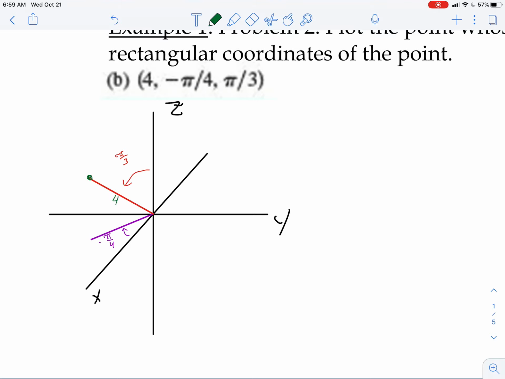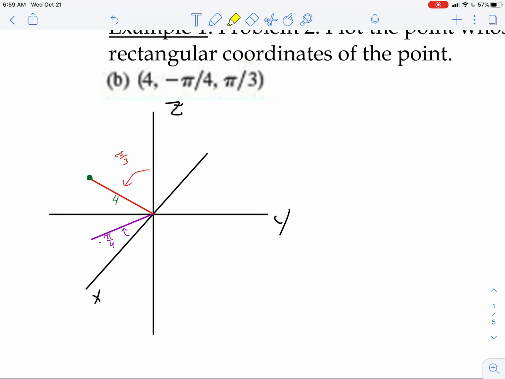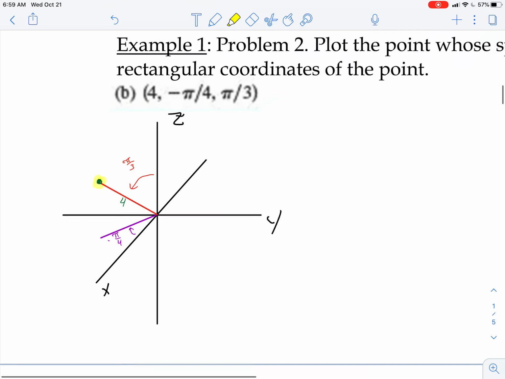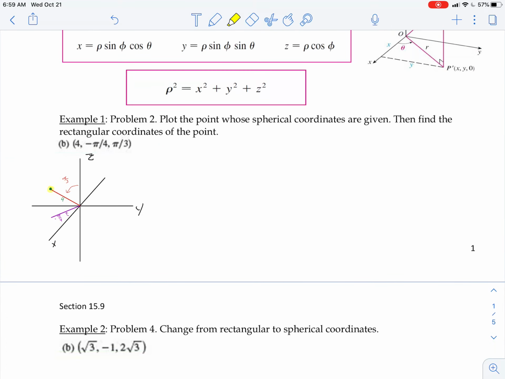And then, of course, our line is going to be a distance of 4. So this line right here, we can go ahead and say 4. And so there's our dot. And there is our solution. All right. And that's it. That's all you have to do to graph spherical coordinates.